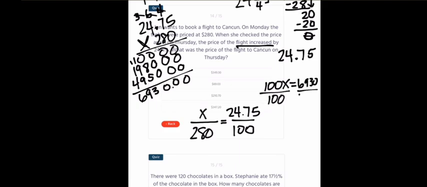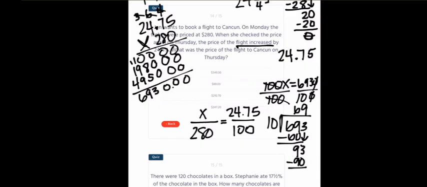Now I'm going to divide by 100. This cancels out 1 zero, and I'm left with 693 divided by 10. So 10 goes into 69 6 times. 10 times 6 is 60. Subtract and I get 9 left over. I bring down the 3. 10 goes into 93 9 times. 10 times 9 is 90. 93 minus 90 is 3. I'm going to add a decimal and a 0 because I have a 3 left over and I want to have a 0 left over. So I bring down that 0. 10 goes into 30 3 times. 10 times 3 is 30. 30 minus 30 is 0. So x is equal to 69.3.